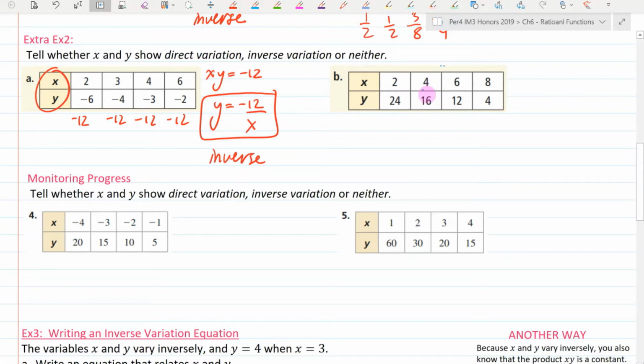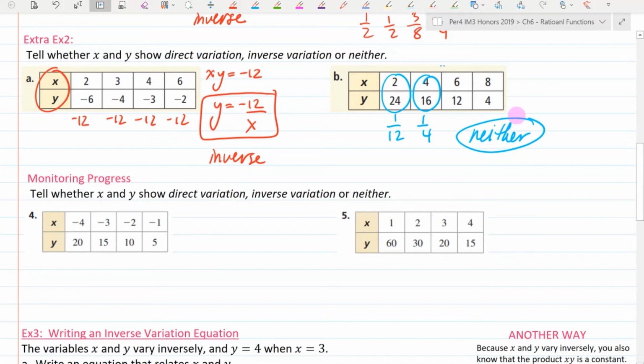And then I get 64. So multiplication isn't the way. If I divide this and I reduce that, that's 1/12. If I divide that, that's 1/4. So this is neither. We don't have a consistency either way.